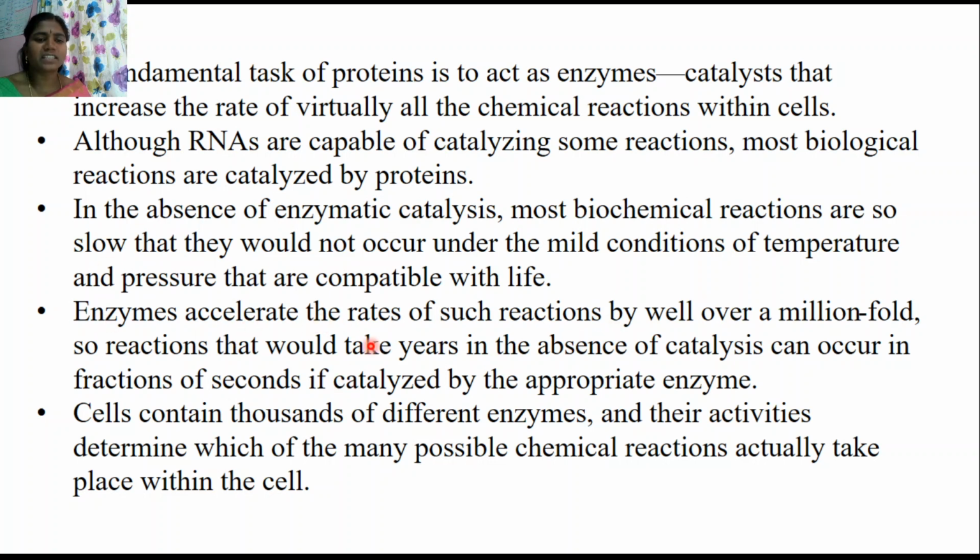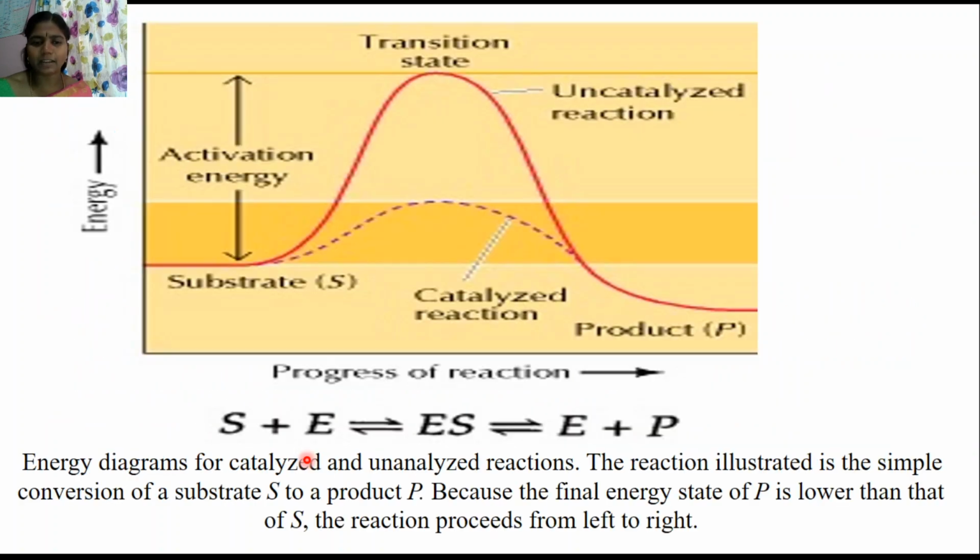Enzymes accelerate the rates of such reactions by well over 1 million-fold. So reactions that would take a year in the absence of a catalyst can occur in a fraction of a second if catalyzed by appropriate enzymes. Cells contain thousands of different enzymes, and their activities determine which of the many possible chemical reactions actually take place within the cell.